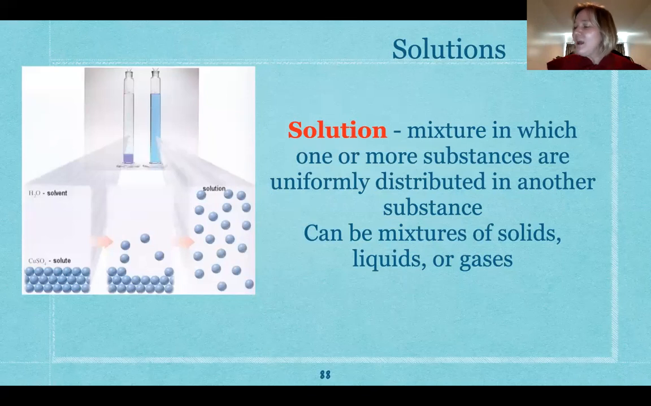Okay, so solutions are a mixture in which one or more substances are uniformly distributed in another substance. Basically, that's a homogeneous mixture where the composition is the same throughout. And solutions can be made of solids, liquids, or gases.